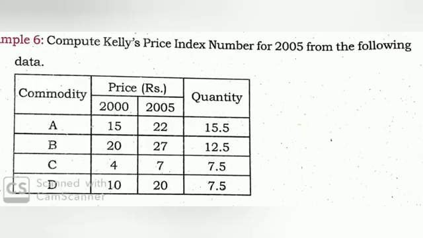Compute Kelly's price index number for 2005 for the following data: commodities A, B, C, D, with prices of P0 in 2000, and 2005 as our current year price, that is P1, and quantity is given. It is not of the base year and also of the current year, isn't it? So Kelly's price index number is also called the fixed weight index number, isn't it? So let's start solving the problem now.